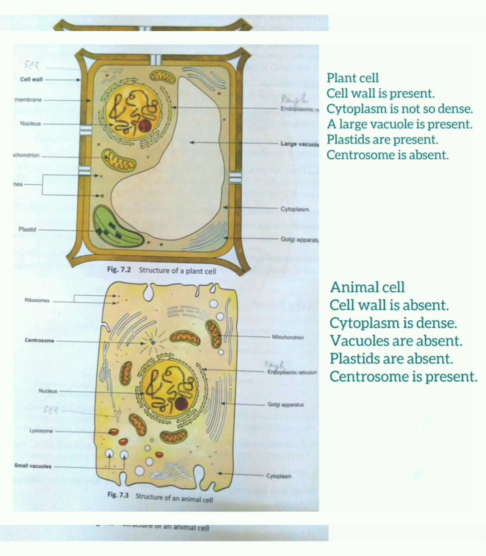There are some differences between a plant cell and an animal cell. Look at the diagram. A plant cell consists of an additional layer that is known as the cell wall. So cell wall is present in plant cell whereas it is absent in an animal cell. Cytoplasm of the plant cell is not as dense as in animal cell, whereas if you look at the animal cell, the cytoplasm is quite dense. A large vacuole is present in plant cell but vacuoles are generally absent in animal cells. Even if they are present, they are very small in size. In a plant cell, plastids are usually present, but in animal cells, plastids are always absent. Centrosome is absent in plant cell, whereas centrosome is always present in an animal cell.